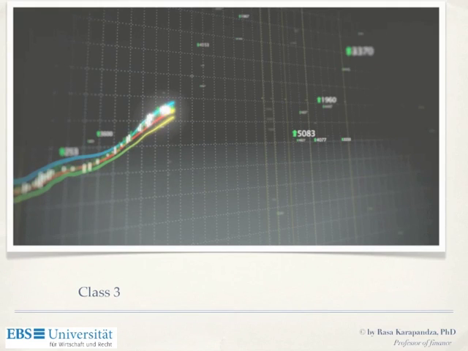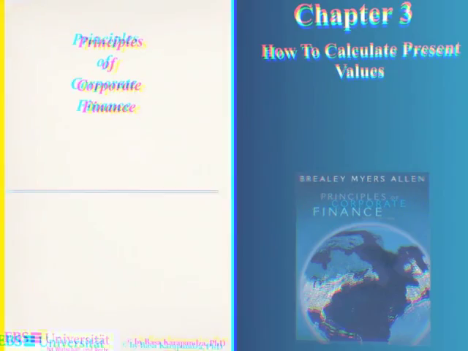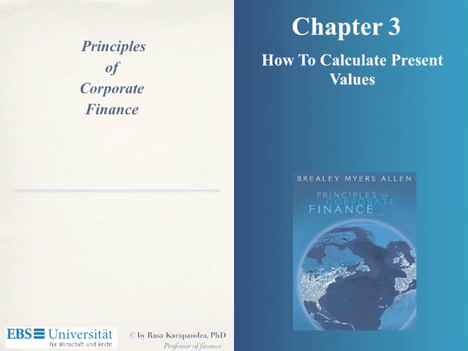Okay, so let's start. We will start by basically just revising a little bit what we have done in our last class. In the last class we covered chapter 3 of this Brealey-Myers book.